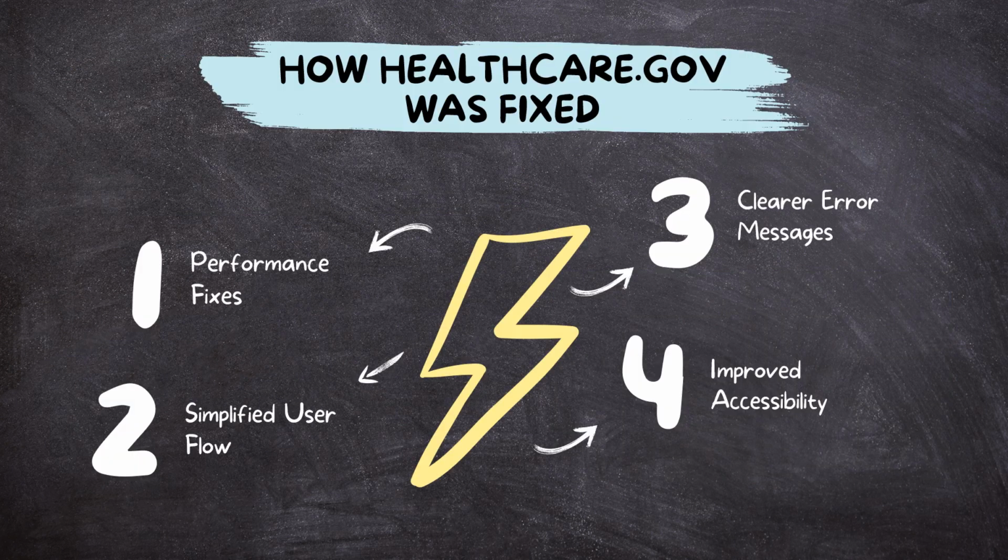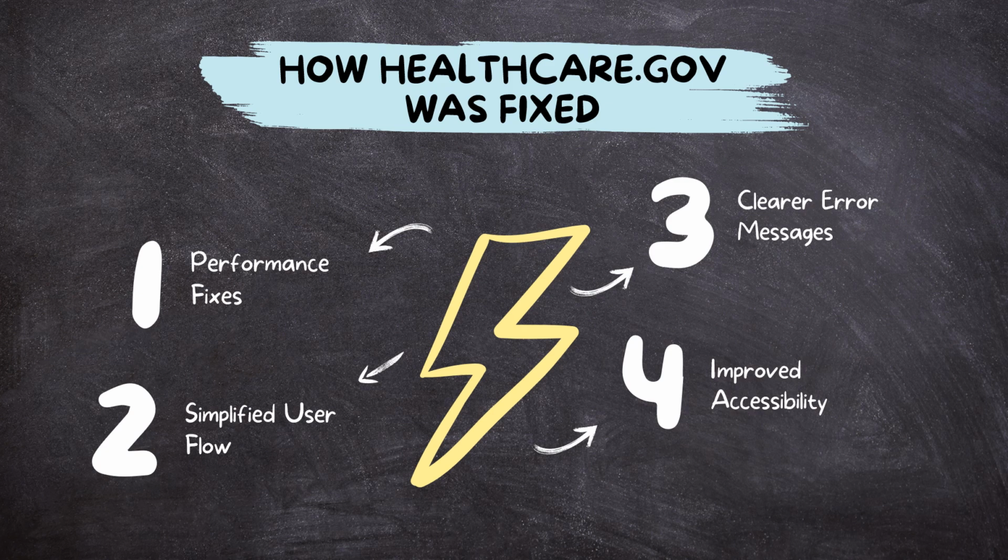Now, after the disastrous launch, developers redesigned Healthcare.gov using key usability and accessibility principles. One is they looked at performance fixes. They optimized the website to handle the high traffic loads that it was expected to handle.